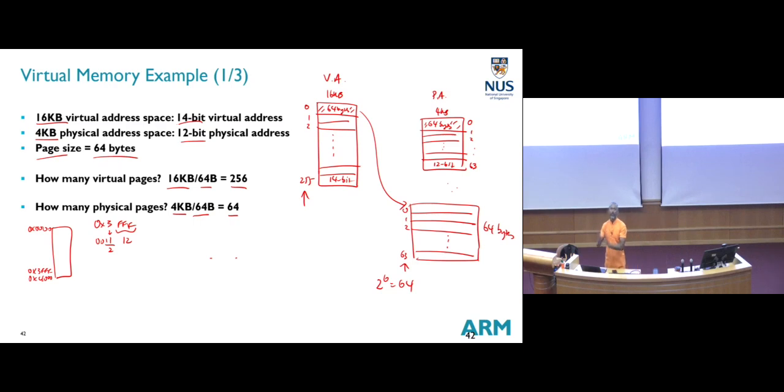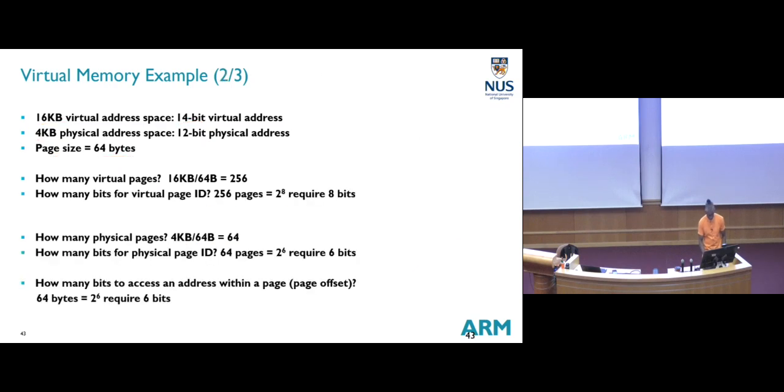The lower bits specify which particular byte I'm looking at within the page that I have extracted, and the upper bits tell me which page I'm referring to. Both of them add up to the number of bits that we set aside for the virtual address and physical address.